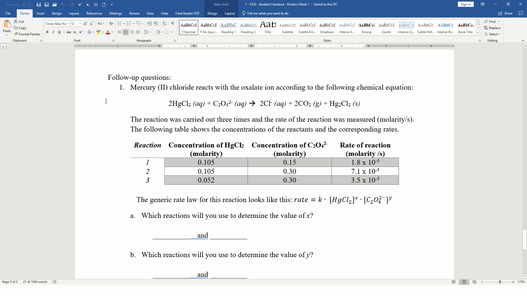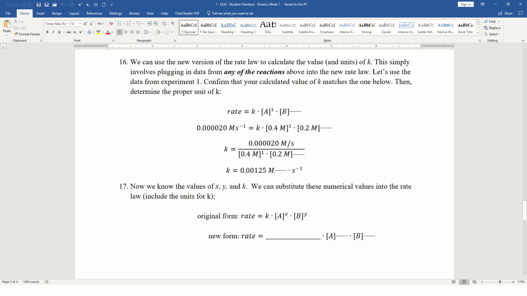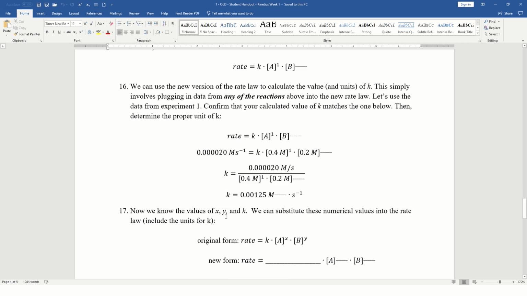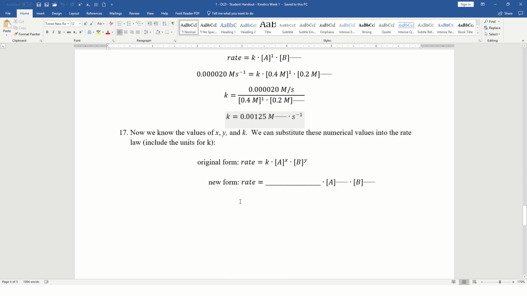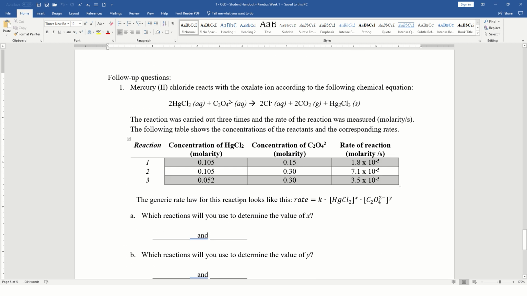So the follow-up questions is this page right here, and again, it's just following the example that's on this page right here. Hopefully you won't find it too difficult, but please let me know if you have any questions. Otherwise, these follow-up questions will be due the next time we meet for lab, which will actually be after spring break.